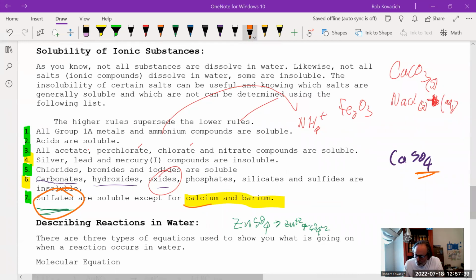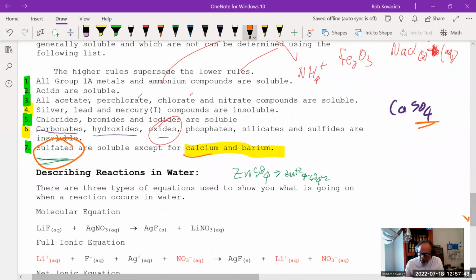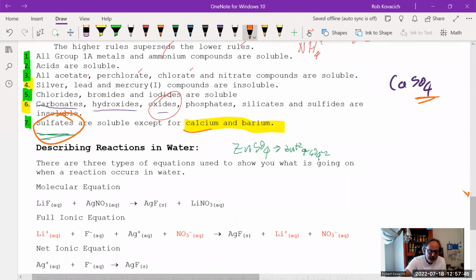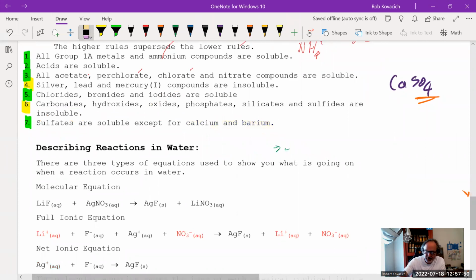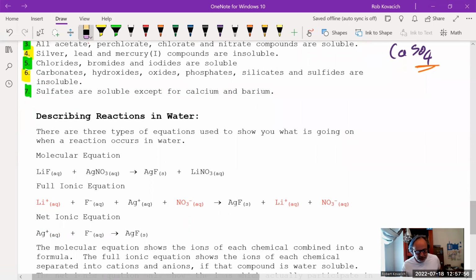Alrighty, so we want to talk about reactions that happen in water next. Why reactions in water? Why is that important? Well, first off, we do a lot of reactions inside of a chemistry lab with water, so that would be important. But more importantly than that is we drink water. We are giant bags of water. So if it's dissolved in water, we want to know about it.